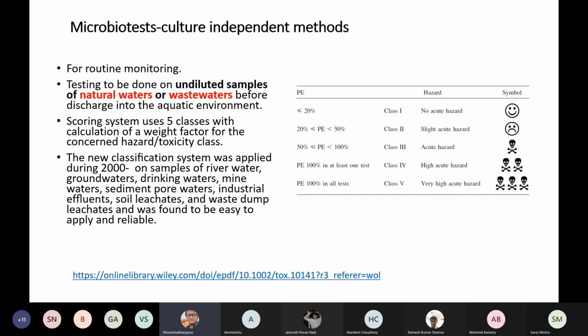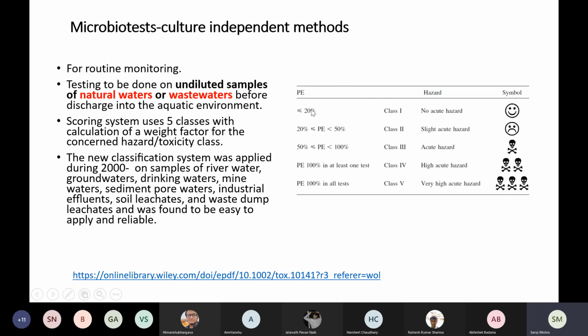Ma'am, what does PE stand for? PE is percentage effect. So when you say 20%, that means that the particular toxin you are going to test is going to evoke a 20% response on the model organism you are testing it against. Let's say you have the Daphnia test which you are performing. If you add that particular chemical to the Daphnia test, the mortality which you get of Daphnia is going to be less than 20%. If that is the case, then you say that the water body can be classified as a class 1.